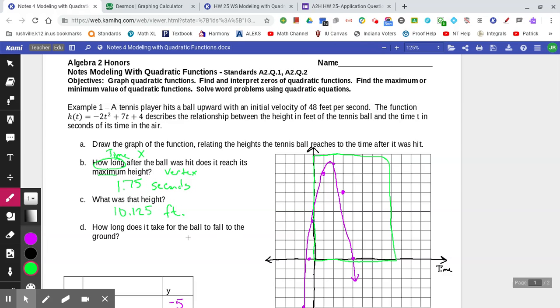How long does it take for the ball to fall to the ground? Well, if it's on the ground, it means that its height is 0. So when is it back on the ground? And that would be in 4 seconds.